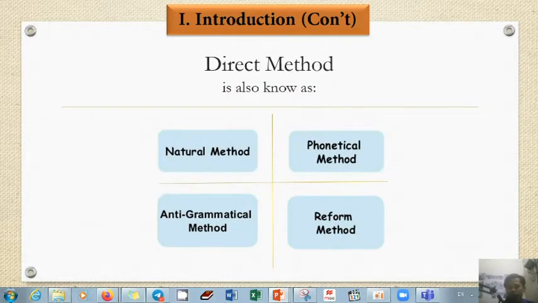And now we go to the names of the direct method. The direct method is also known as the natural method, the phonetic method, the anti-grammatical method, or the reform method. But the more popular name is direct method.